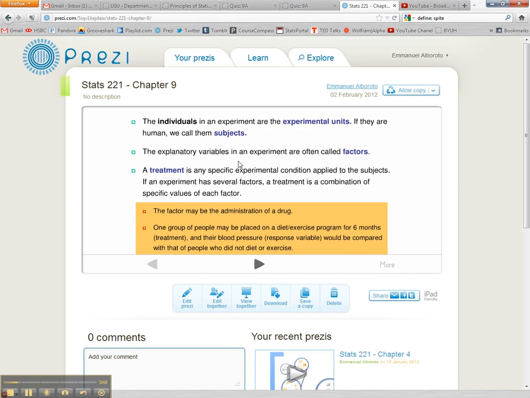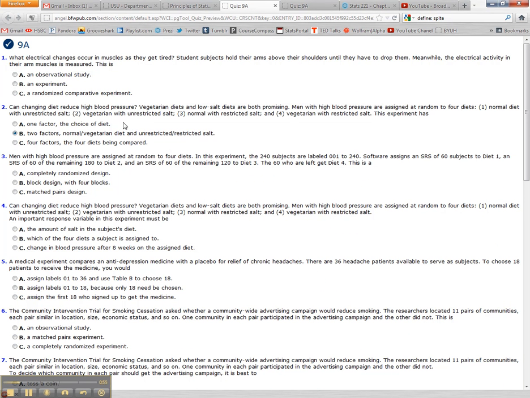So let's go to the definition of factor. It says right here, the explanatory variables in an experiment are often called factors. So when you look at that, you say to yourself, oh, you have 4 explanatory right here, 1, 2, 3, 4, and then we measure their high blood pressure, if it's reduced or not, based on the diet. So we have 4 explanatory, and then we measure the response. And so you say to yourself, well, okay, so there's 4 factors.